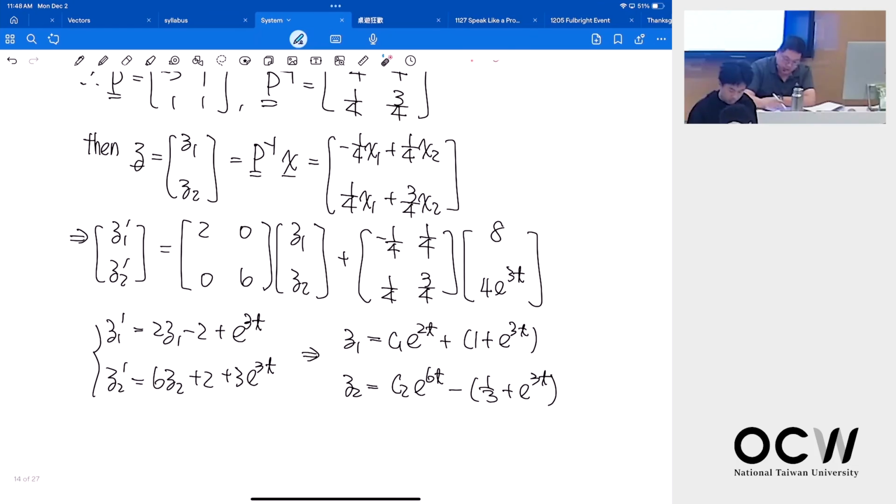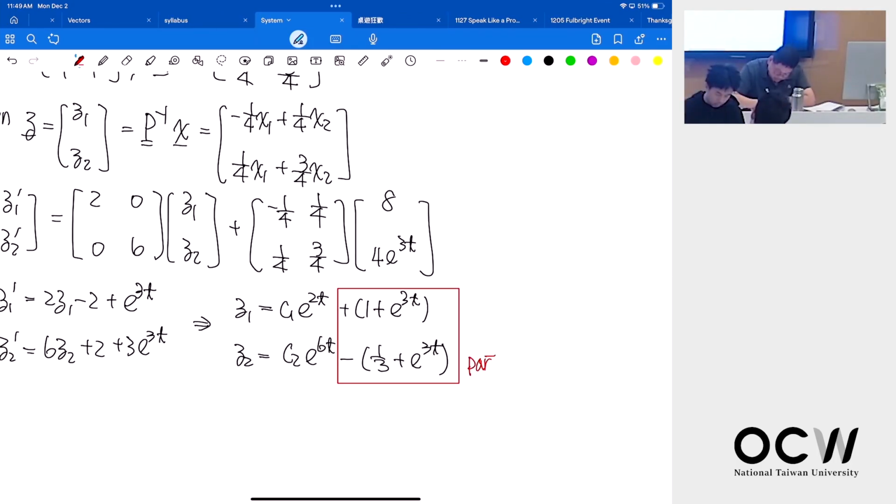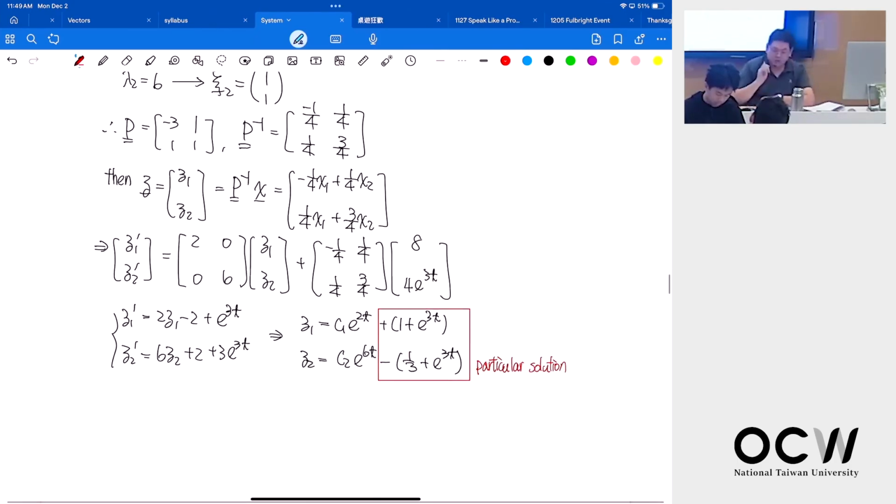You can see that I have coefficients here, C1, C2. That is the homogeneous part. See this? We need to do the homogeneous one, and then later on add this particular forcing function. So here, this is your particular solution. You don't need to find it again.